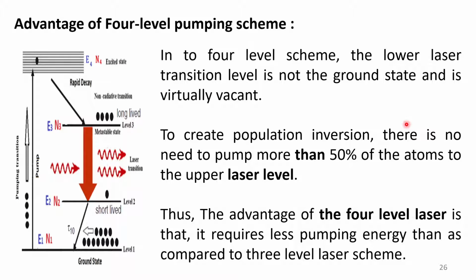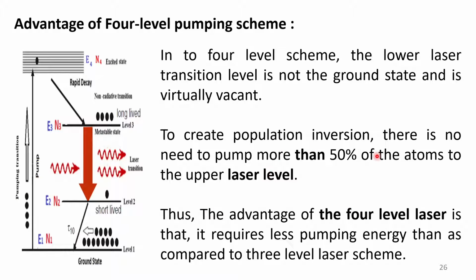Now similar to the three level pumping scheme, we have seen one of the drawbacks of the three level pumping scheme, but here is one of the advantages of the four level pumping scheme. In a four level scheme, the lower laser transition level is not the ground state and is virtually vacant. That means here the ground state level does not act as a terminal level. Here in a four level pumping scheme, E2 acts as a terminal level.